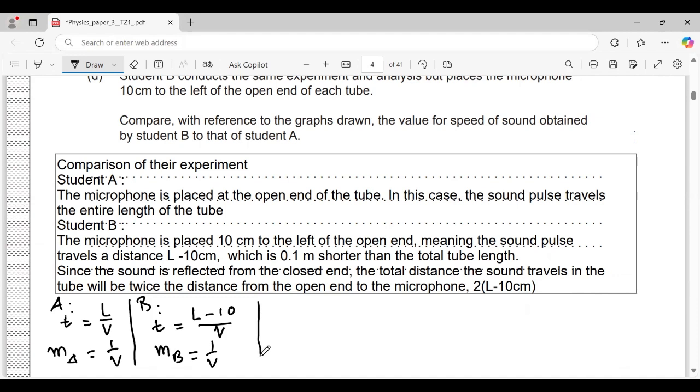How about their speed? We can determine their speed through the formula. The velocity of experiment A is L over TA, and the velocity of B is (2L minus 10) over TB. Regarding the graph, if we compare them, the graph created by student B will be lower than the straight line of student A, but they have the same gradient.